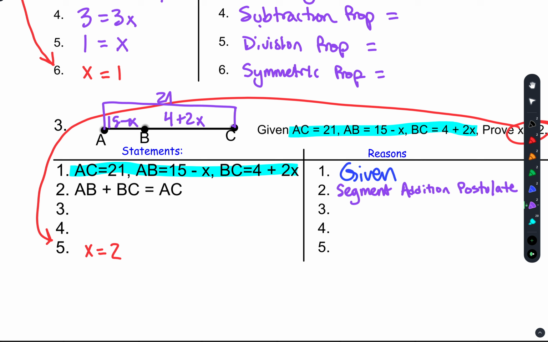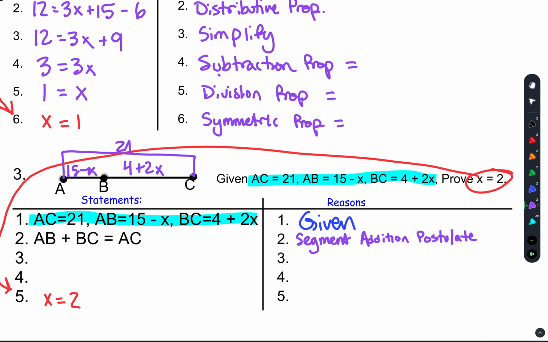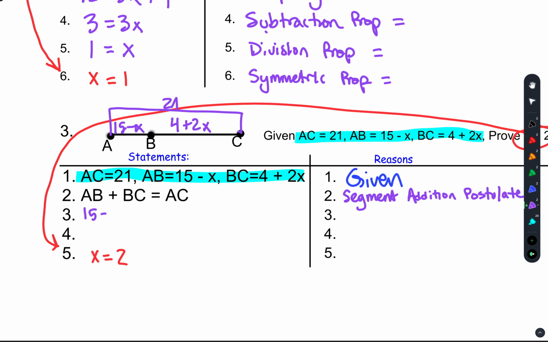So step 3, if I was thinking about this in unit 1, what would I have to do to solve this for x? Casper. Substitute the values. So I'm going to take my value for AB, which is 15 minus x. I'm going to take my value for BC, which is 4 plus 2x, equals my value for AC, which is 21. And I can do that because of the substitution property of equality.